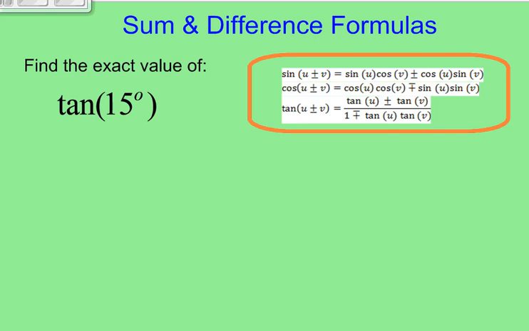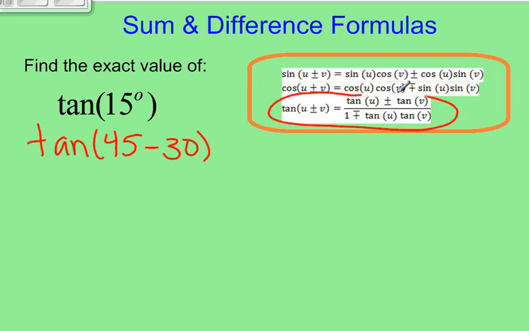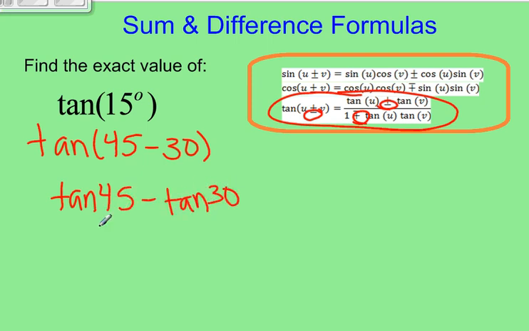This one is tangent. We can use the same values that we used before. So we're going to use 45 minus 30. And we're going to follow our tangent formula. Okay, and it's minus, so we're following everything that's on the bottom. So we get tan of 45 minus tan of 30 over 1 plus tan of 45 times tan of 30.